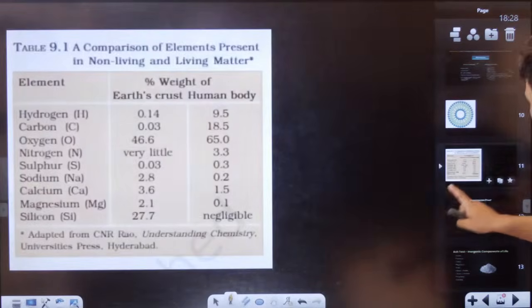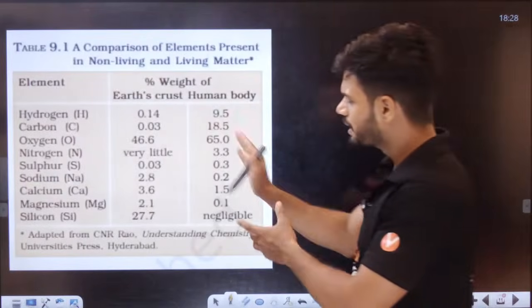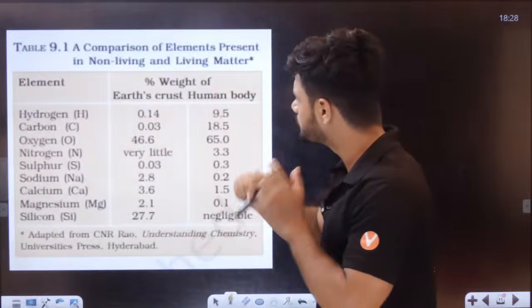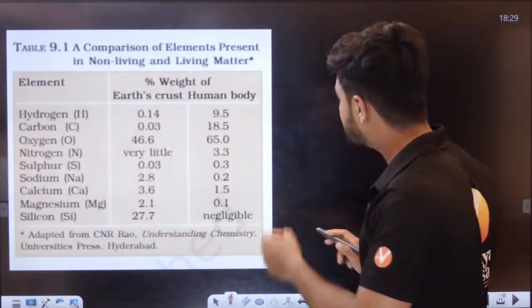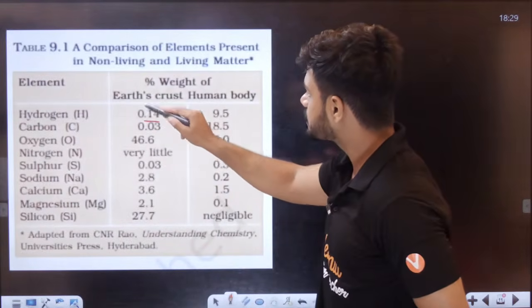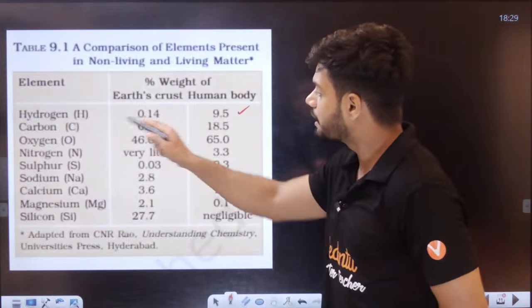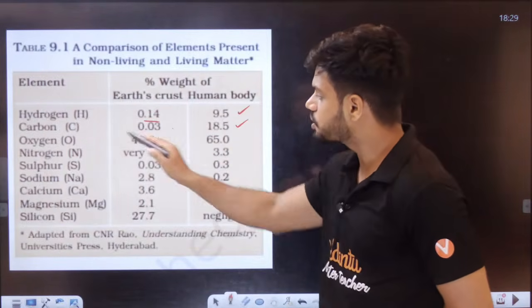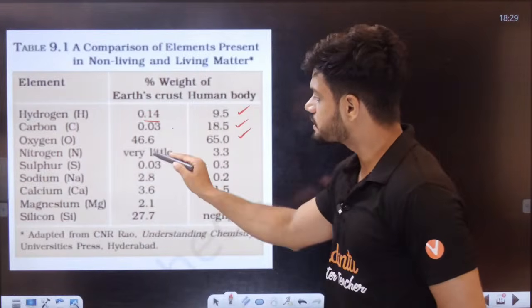Now, students, here's a table for all of you. Here you can see the comparison of Earth crust and human body. Students, can you see here very clearly? Hydrogen is less in Earth crust, human body more hydrogen. Carbon is less, carbon is more. Oxygen is less, oxygen is more. Nitrogen is less, nitrogen is more.